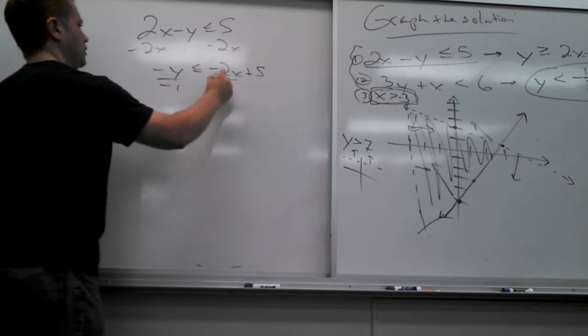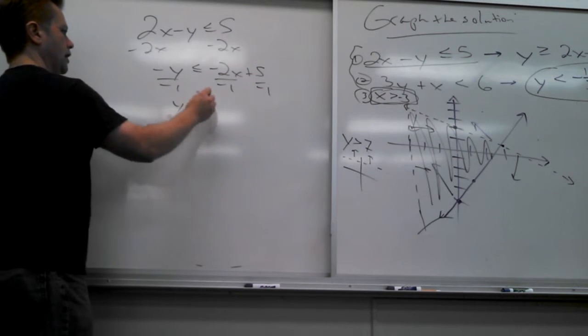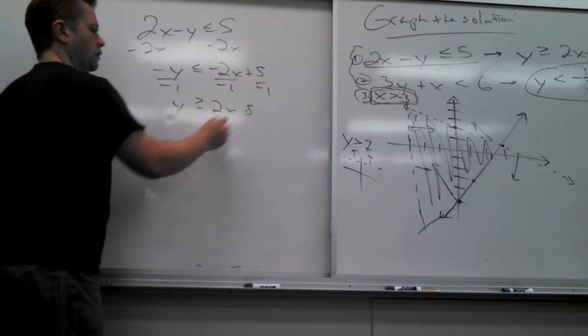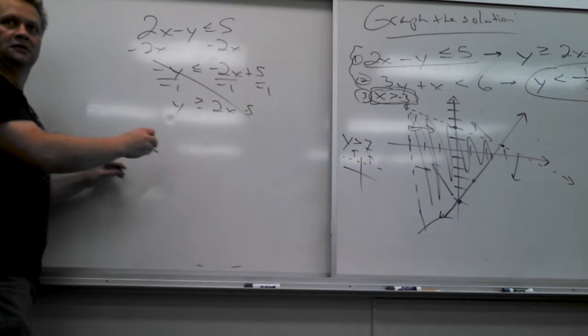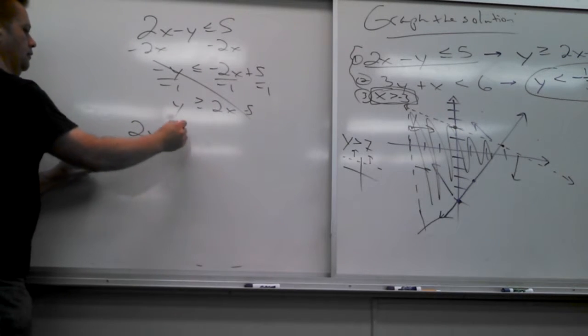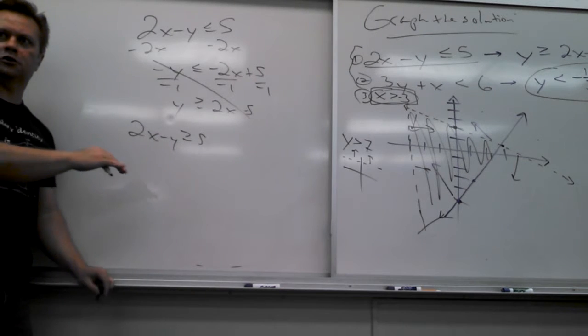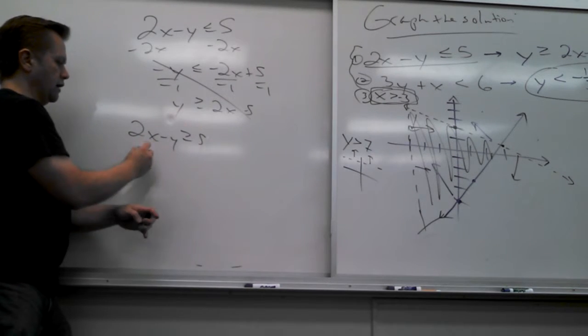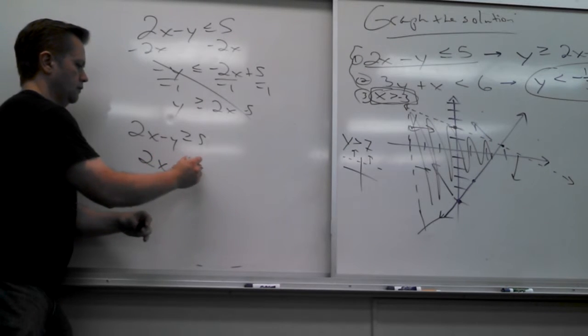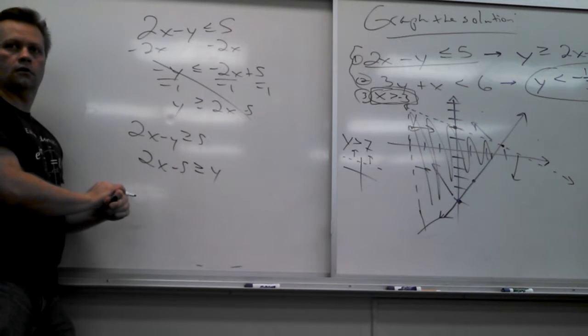And then divide by negative 1. So then y, and then that has to switch. Now, here's the way I do it. These just switch. I don't know if you realize that. It's a beautiful thing about algebra. I add the y, subtract the 5. So then I just do that. Right?